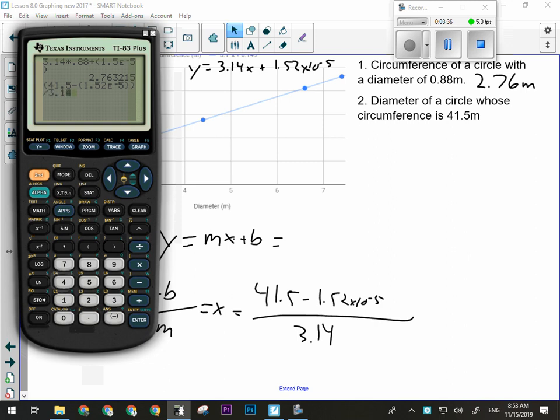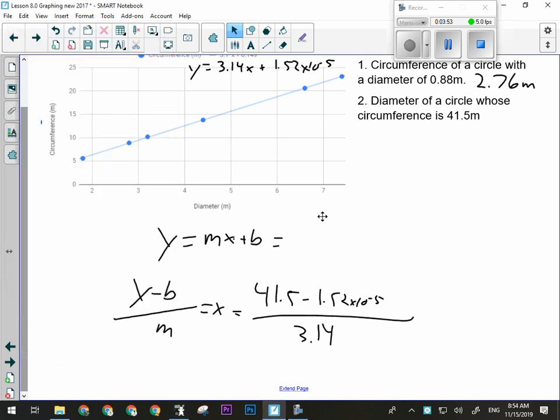Why did I use all those brackets? I have to take order of operations into account. If I don't enclose the top in brackets, it'll divide the numbers first and then subtract from 41.5. So it would have a diameter of 13.2 meters.